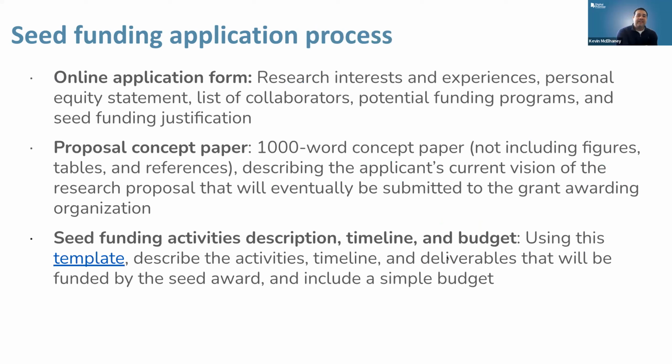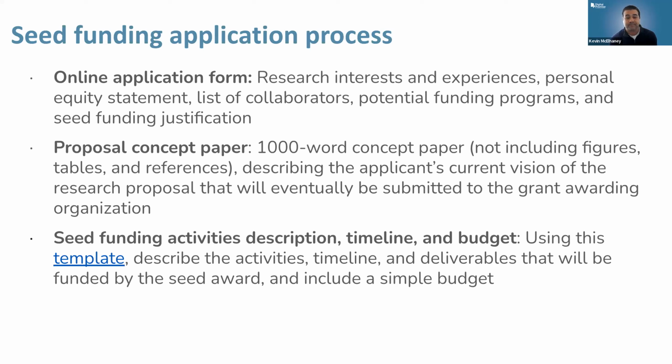The application itself, there's 3 main parts to it. There's an online form where you just respond to some prompts. Most of them are about 100-word responses. And then there's the main concept paper, which we're envisioning as 1,000 words, and basically to describe your current vision of the research proposal that you'll eventually submit to NSF or IES or a philanthropic foundation. And we don't have a particular structure for that. We want to make sure that you are free to think and communicate that proposal idea in the way that works best for you.